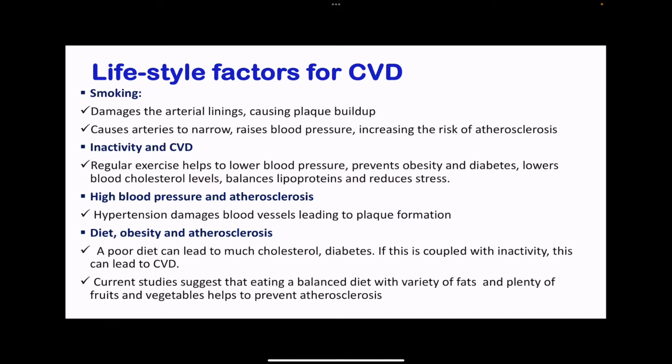Going to part 3, these are risk factors and cardiovascular disease. Of course, we're going to the lifestyle factors. These are many. They include smoking, inactivity, they include high blood pressure, obesity, and many more.